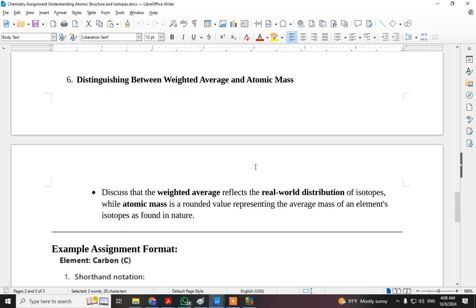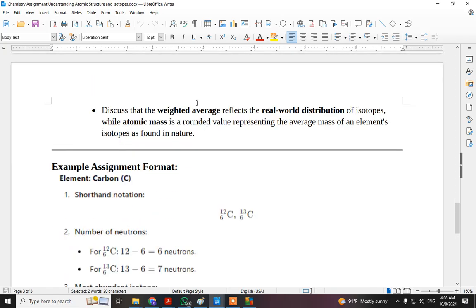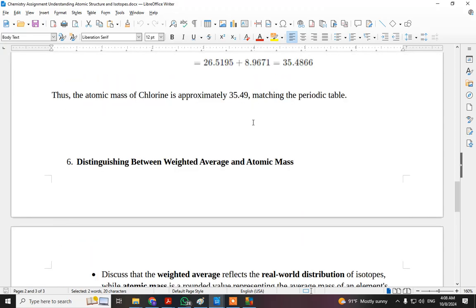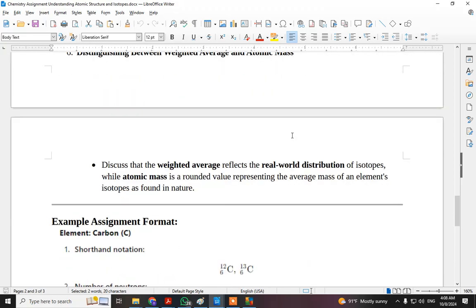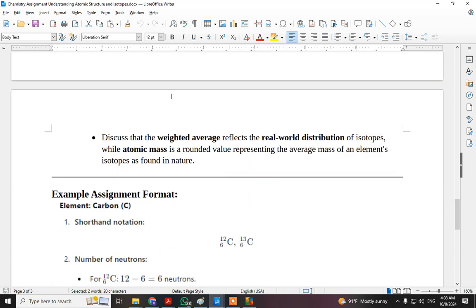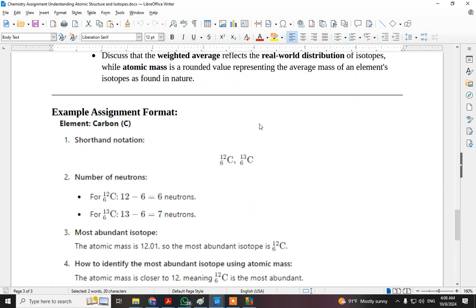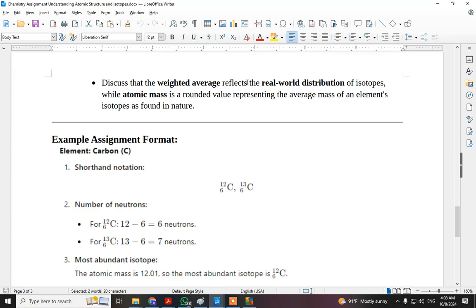You should take into account that there is a huge relationship, just as we have been discussing, between these two. So, weighted average reflects the real world distribution of isotopes, while atomic mass is a rounded value representing the average mass of an element's isotopes as found in nature.